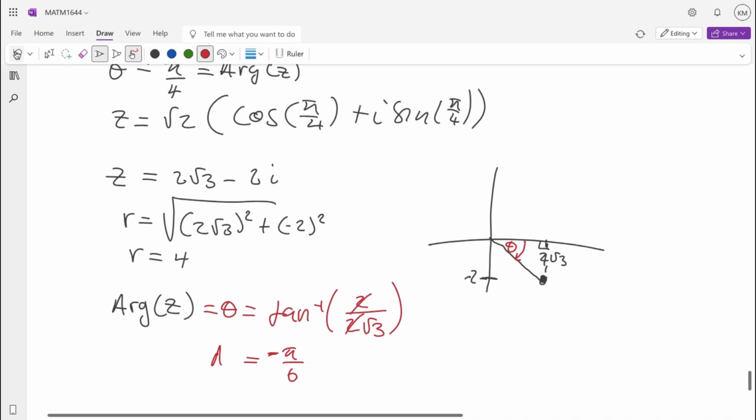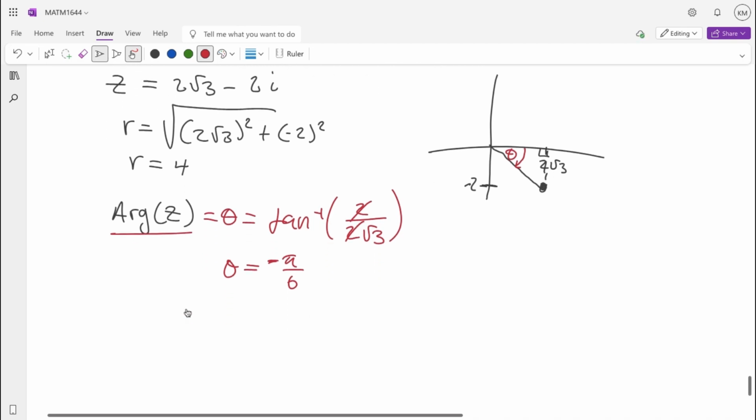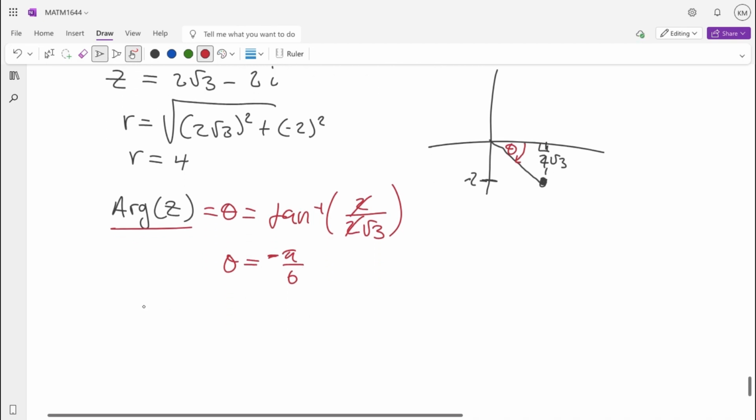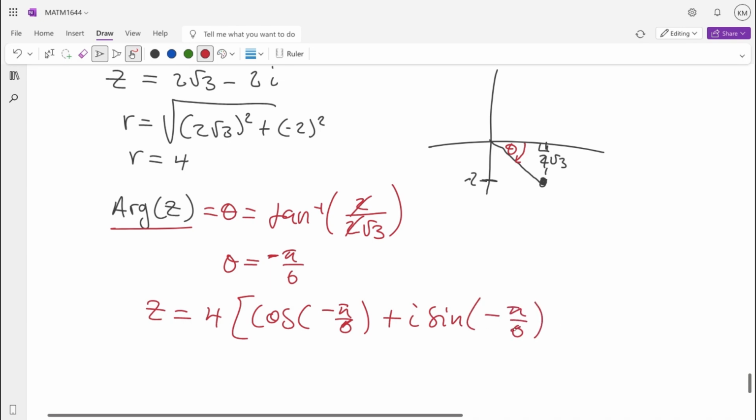Or let me just use theta in this case, because I already stated that it is theta. Then that is the solution of the angle. Then we get z to be 4 into cos of minus pi over 6 plus i sine of minus pi over 6. Then that is the solution.